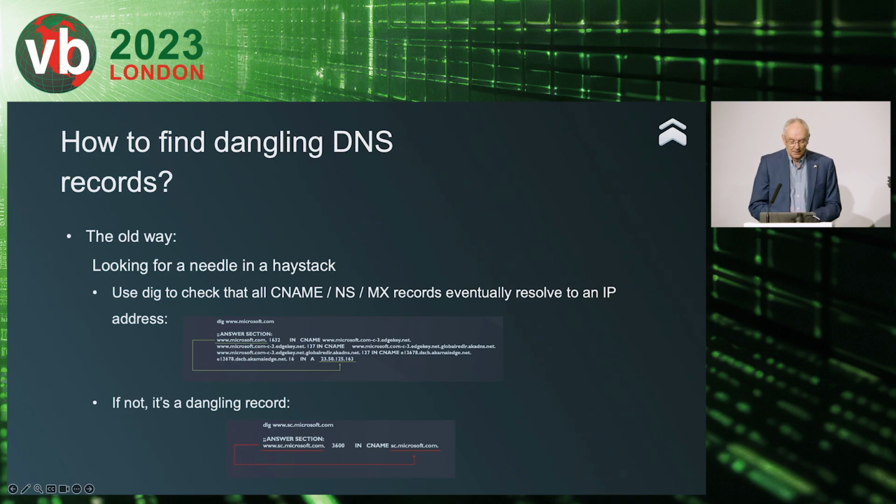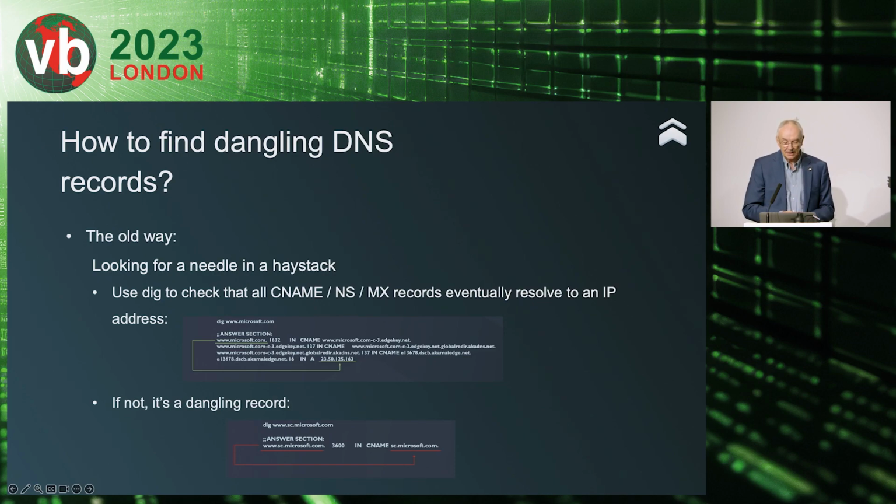In a simple case, we can just use dig and put in the name, and then check that everything eventually resolves to an IP address. So the last line should always be an IP. If that's the case, we can forget about that one. That's not a risk. That's a valid record. And we can move on and check the next one.